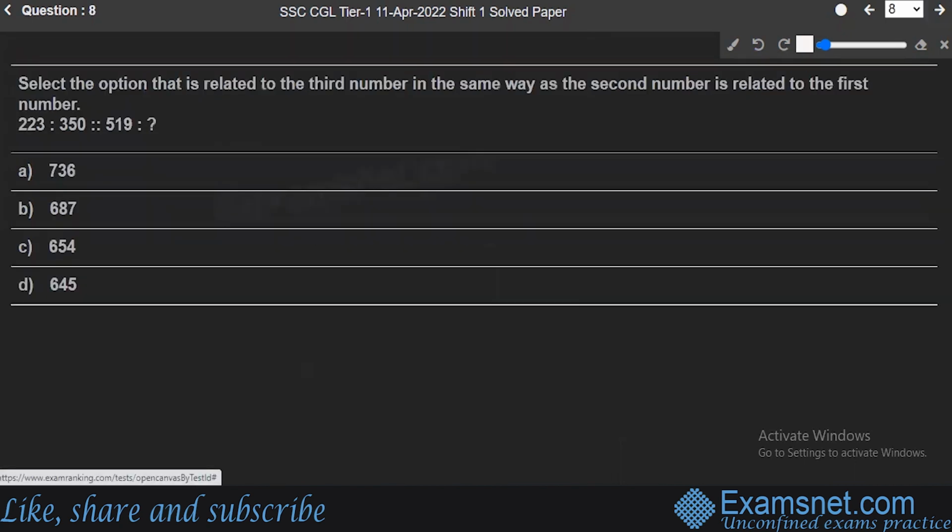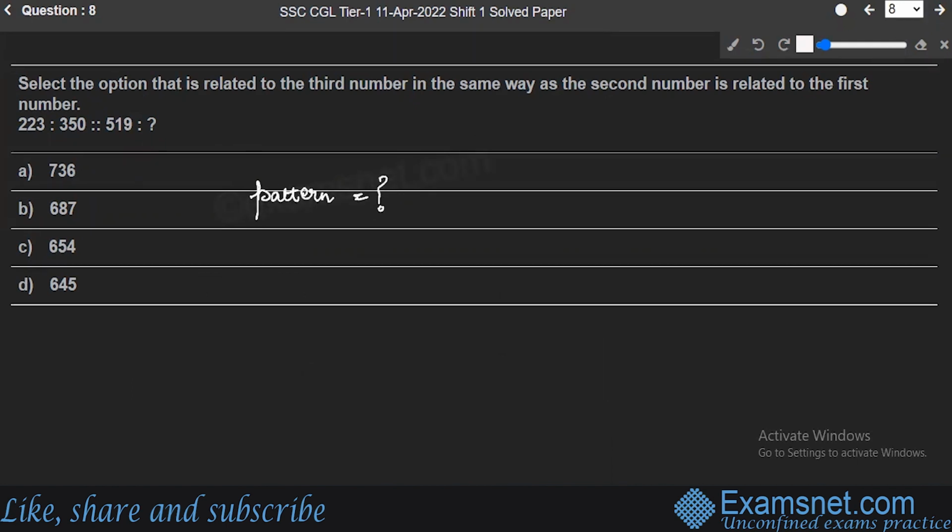Question number 8. Select the option that is related to the third number in the same way as the second number is related to the first number. So it's 223 is to 350. 223 is in proportion to 350 as 519 is to which number? In these types of questions, I always say that you have to see the pattern or the logic that is being followed.